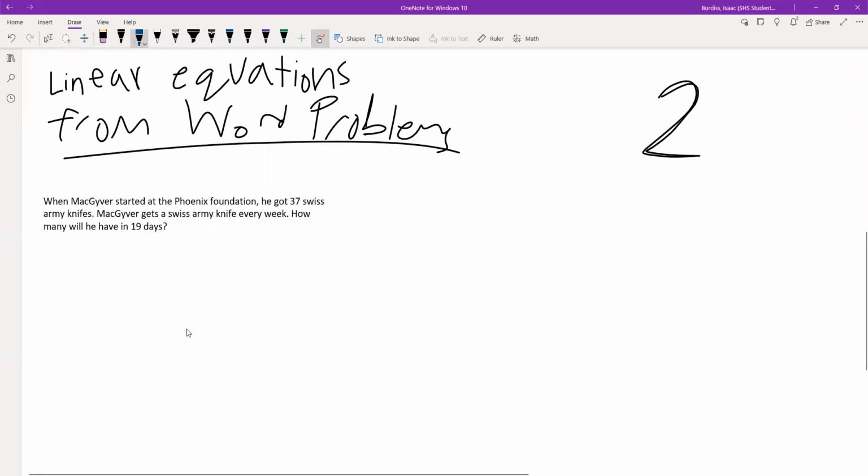Hi, this is the second kind of ACT math problem that you might see. It is linear equations, making linear equations from word problems. This is very common, just saying.